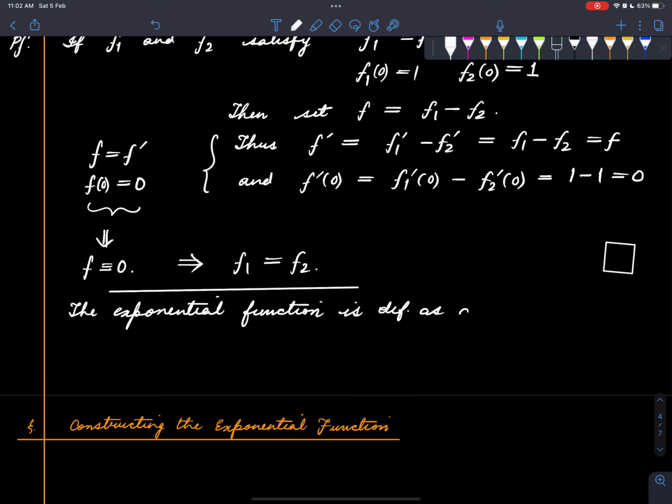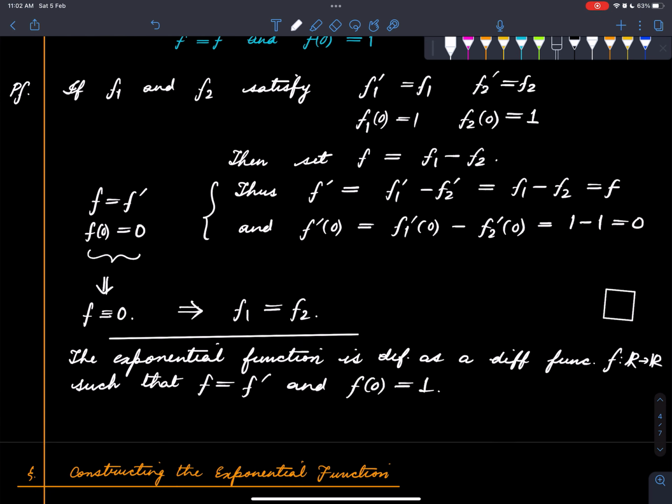a differentiable function f from R to R such that it is its own derivative and it takes the value 1 at the origin. As we have shown, there is only one such function, so it has the definite article. This is justified.